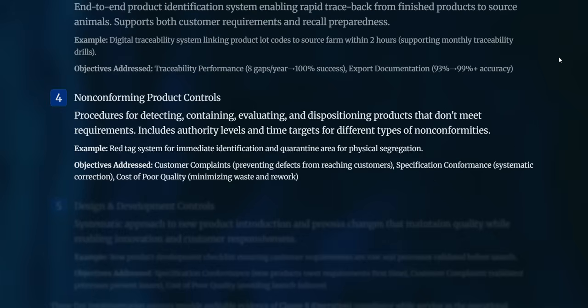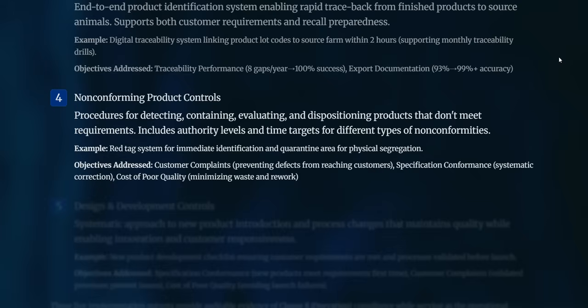The fourth output, non-conformance product control. You must be able to conduct procedures for detecting, containing, evaluating, and dispositioning products that don't meet requirements, including authority level and time target for different types of nonconformities. Example, in our case study, red tag system for immediate identification and containment area for physical segregation.